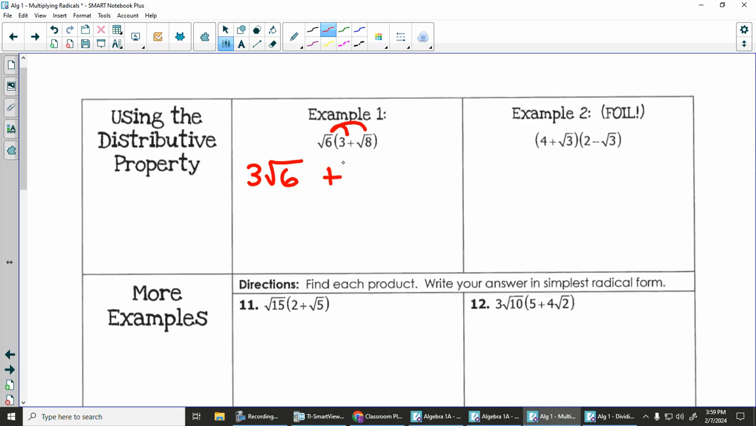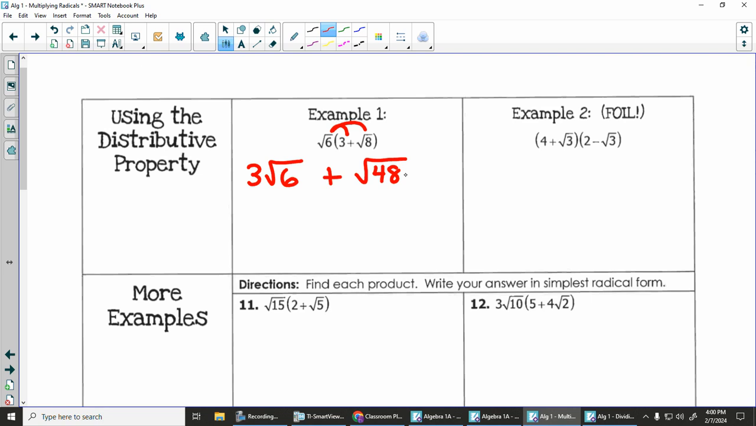Plus, and then we have the square root of 6 times the square root of 8. They are both under radicals. They are both radicands. So we're going to keep that radical, and 6 times 8 would become 48. So again, the multiplication is now finished, but you have to check these radicals and see, can I simplify any further so that I could combine anything? Because notice this is an addition problem at this point.